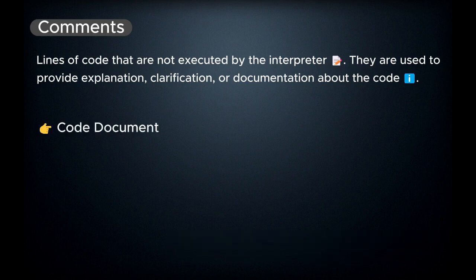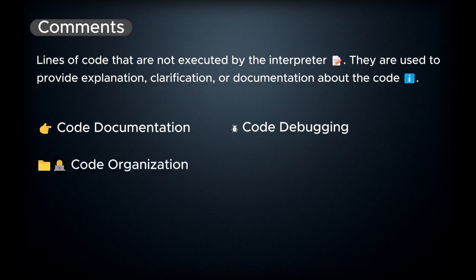Code documentation. Comments are used to explain the purpose, functionality, and usage of the code. They provide information to other developers who may be working on the code, making it easier for them to understand and maintain the code. Code debugging. Comments can be used to temporarily disable or remove a piece of code during debugging. This allows us to isolate and identify the cause of any issue in the code.